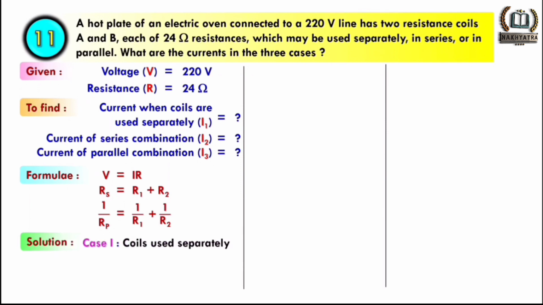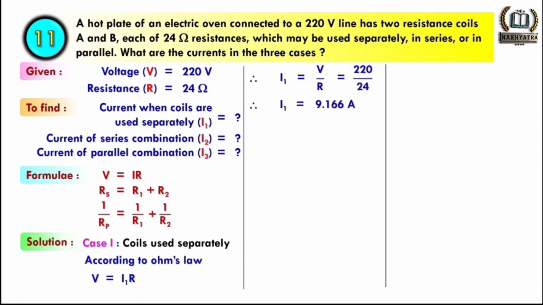Let's solve it now. For case 1, coils used separately. So according to Ohm's law, we know that V equal to I1R. Here we are taking I1 because it is the current when coils are used separately. Okay, that's why it is I1. Therefore, I1 equal to, rearranging it, we'll get V by R equal to 220 by 24. Therefore, your current I1 will be 9.166 ampere.